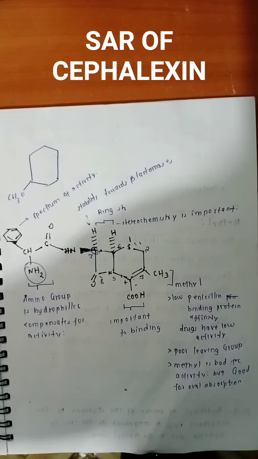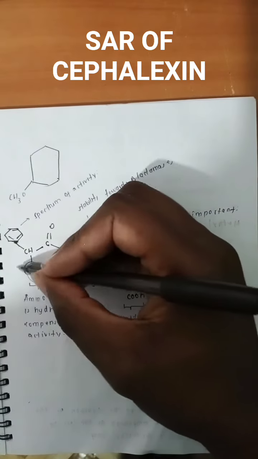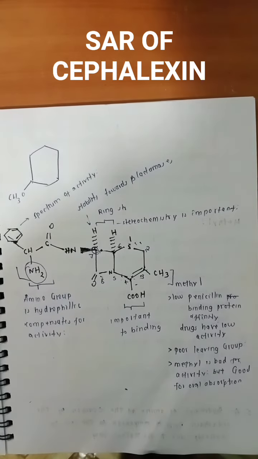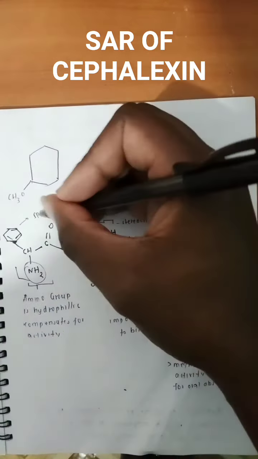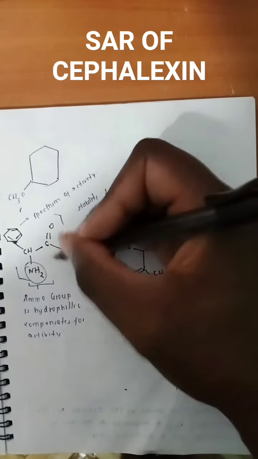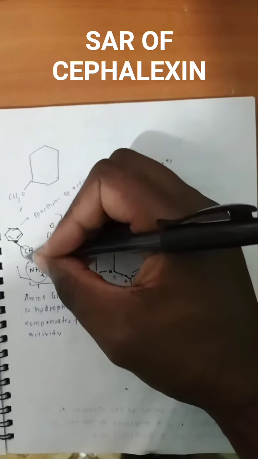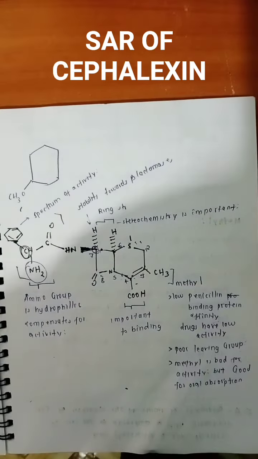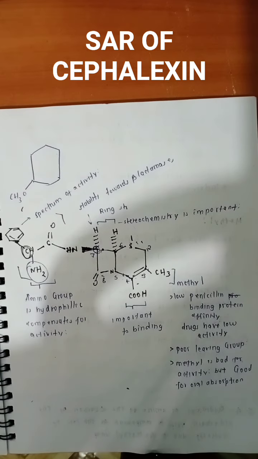How can we compensate for the loss in activity? To compensate for the loss in activity, at R, we usually refer to this position as R. So this is R in the 7-acyl amino acid chain. The whole of this is R. Now, at this position, we introduce an amino group. The amino group is hydrophilic. And because it's hydrophilic, it compensates for the loss in activity that has been brought about by the methyl substituent.